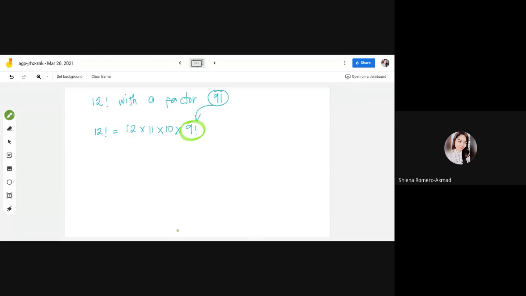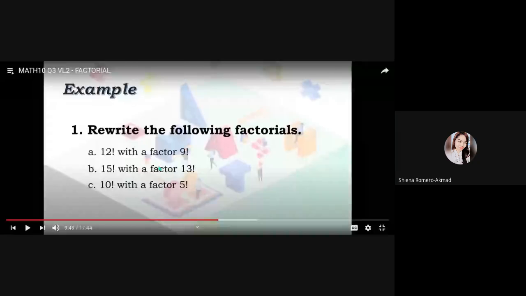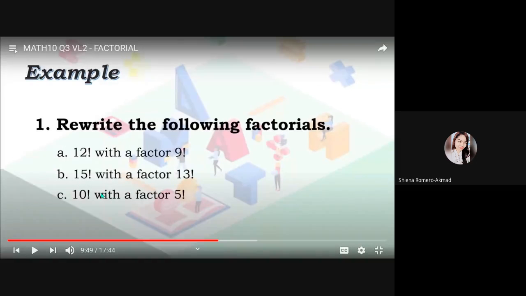So, we'll do the same with the other two examples. We have B and C. 15 factorial with a factor 13 factorial, and 10 factorial with a factor 5 factorial. Sige nga, who wants to answer? Letter B. Sige, you may turn on your mic. Magsagot na kayo. Sayang yung araw nyo ngayon kung di kayo nakapagsagot.